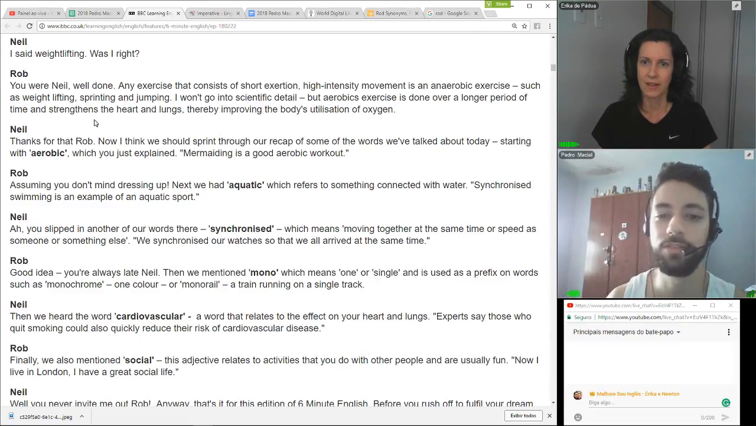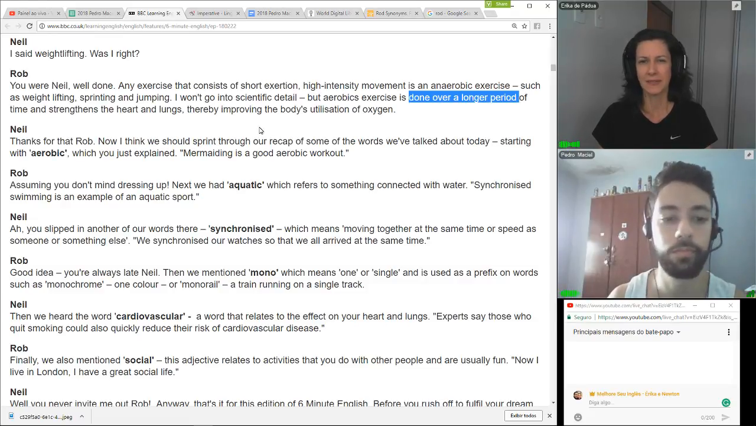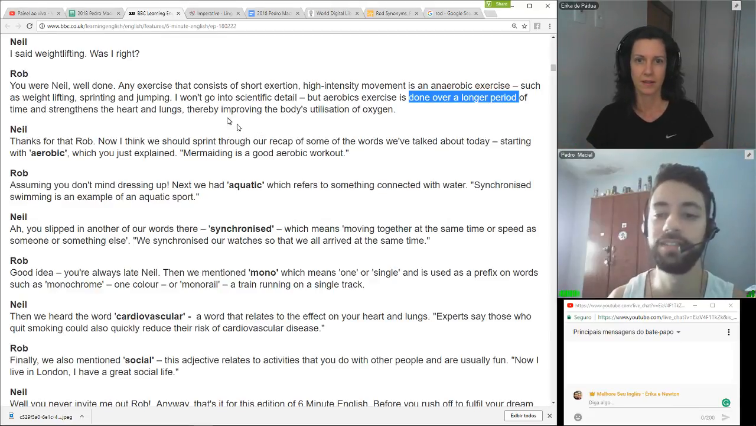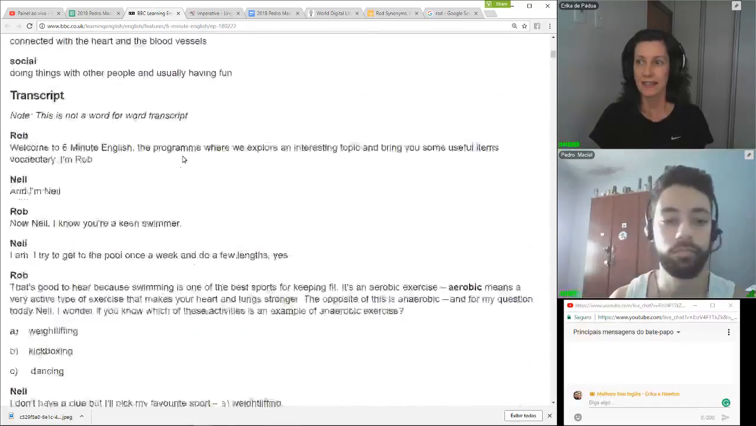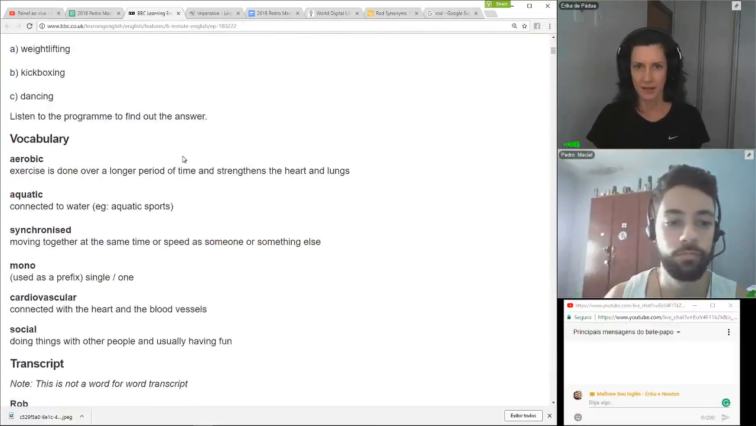Swimming fast too. Sprinting. In aerobic exercise, you do it for a very long period of time, right? In weightlifting, it's not a very long time. You just do something like that. Sprinting is a very, very short time. Jumping is a very short time. So this is why it's not aerobic. Yes, that's the answer.